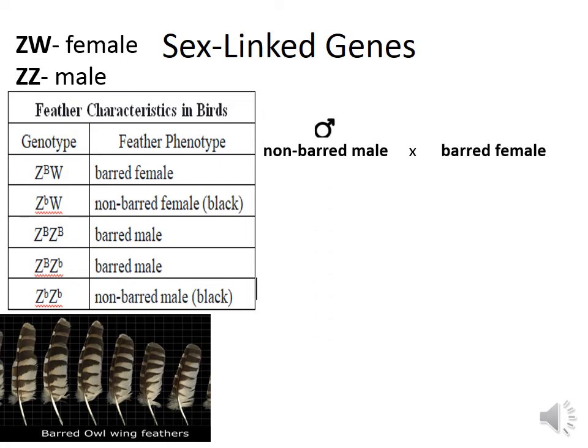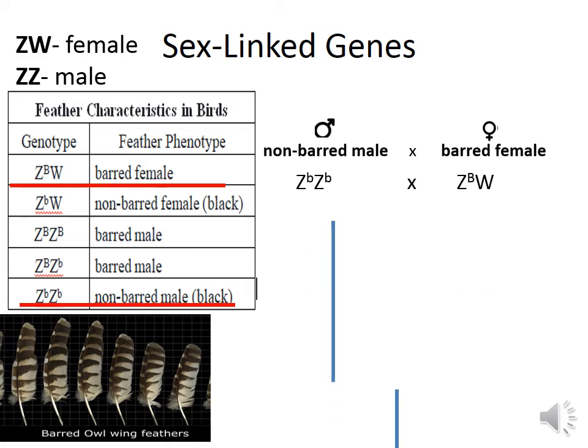So, ang symbol ng male, that's the symbol of female. Go back to the table. Ano yung itsura, ano yung genotype ng non-barred male or black? Okay, it is ZbZb. For female, barred female, Z big B, and W. So, iyan ang ilalagay dyan. And then, gawa na kayo ng Punnett square.